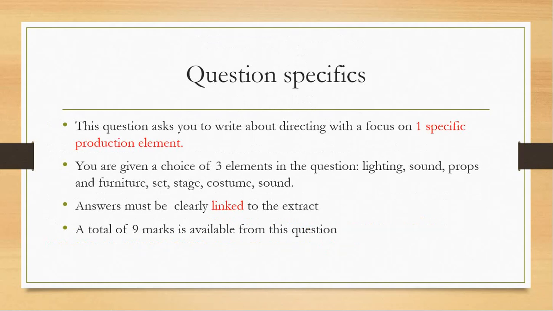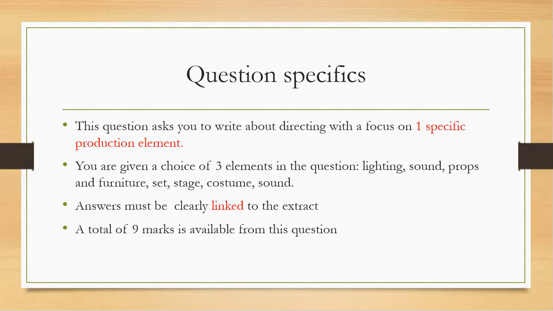Right, question specifics. The question asks you to write about directing on one specific element. You choose one. You're given a choice of 3 from: lighting, sound, props, furniture, set, staging, costume. There will be any 3 out of that list in the paper. You are given 3, you must choose one.